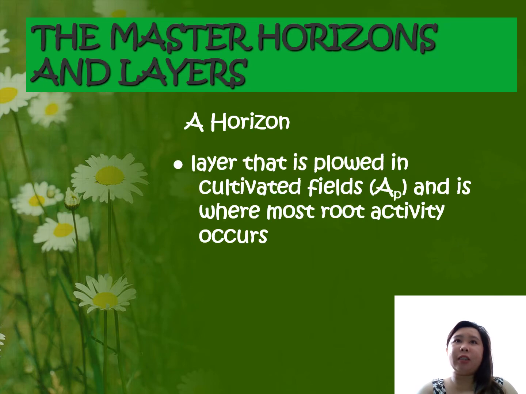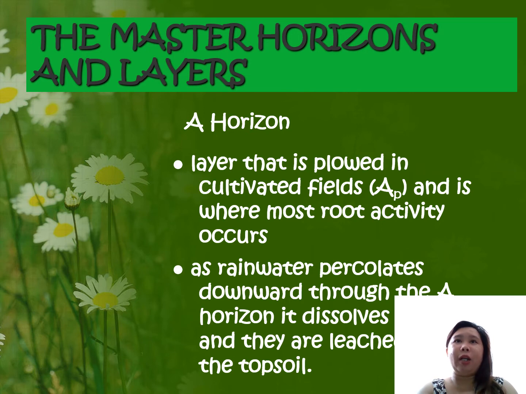If A horizon is often plowed, the nomenclature is Ap. This is where most root activity occurs. As rainwater percolates downward through the A horizon, it dissolves the minerals and they are leached from the topsoil.